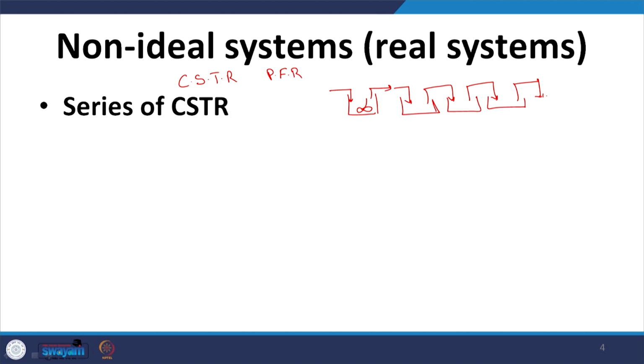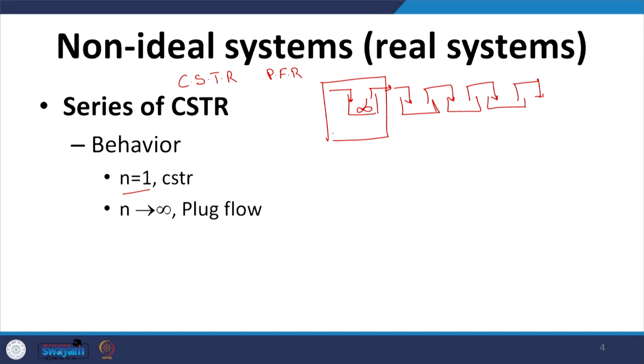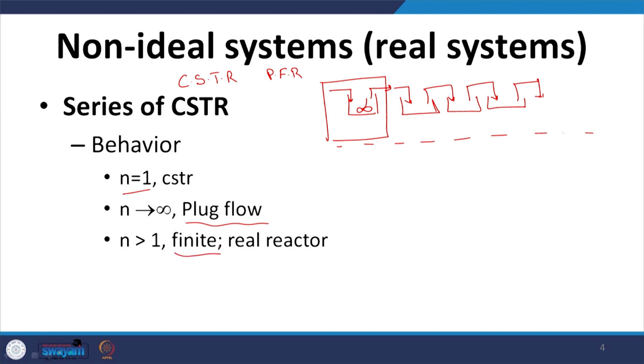Let us see. In general, if n is equal to 1, the number of reactors is 1, obviously it behaves as a CSTR. But if n is equal to infinity, let us say, it will end up behaving as a plug flow reactor. We will briefly look at that information. And if n is greater than 1 and finite, it will behave like a real reactor.